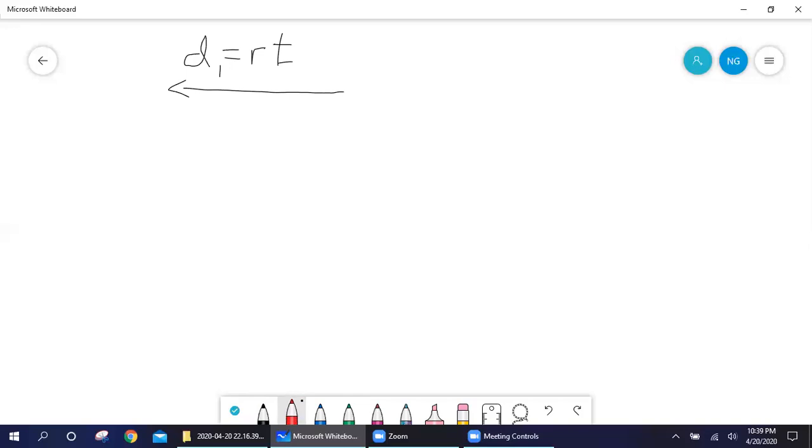Truck 2 goes 7 miles an hour faster. So he must have gone a little further. His distance is equal to a rate times a time, but I've already established R as the rate of the first truck. So for the second truck, I can call it the rate plus 7 miles an hour faster for a certain amount of time.